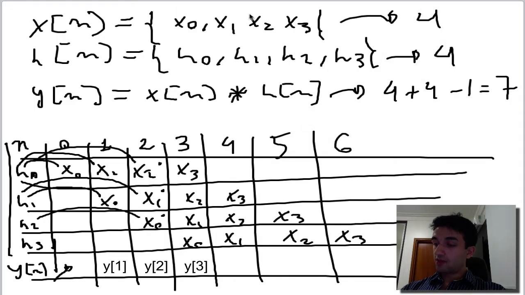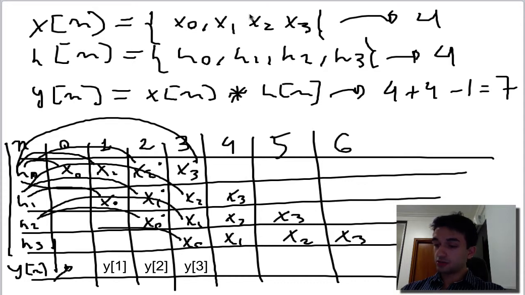So y of 3 is x3 times h0, x2 times h1, x1 times h2 plus x0 times h3. Okay.